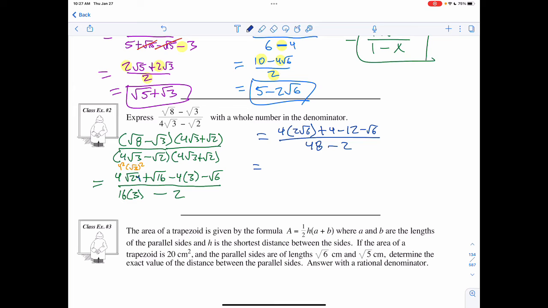This is going to give me 8 root 6 minus 8. Combine the like terms up here. Minus root 6 all over 46. And when I combine my root 6 and root 6, then I'm going to have 7 root 6 minus 8 over 46. No more common factors, so I am done.